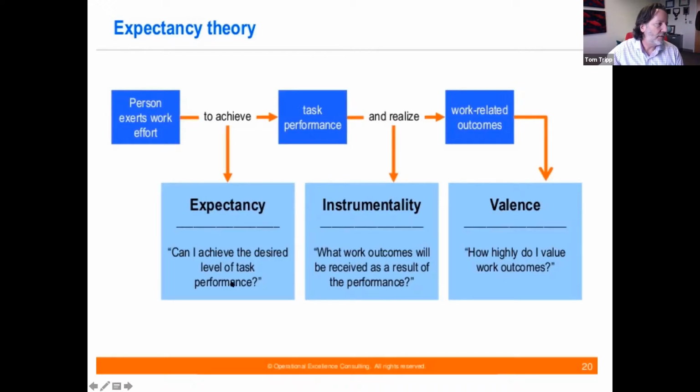And then back over here, expectancy is, am I capable of doing as I'm told? Variations on this question are, do I understand what my boss or professor wants? If I don't understand, then I don't believe I'm capable of doing what I'm told. Is it realistic? Do I have the skills? Do I have the time and resources? Do I have control over my circumstances? So these are the ways that students might think about it.